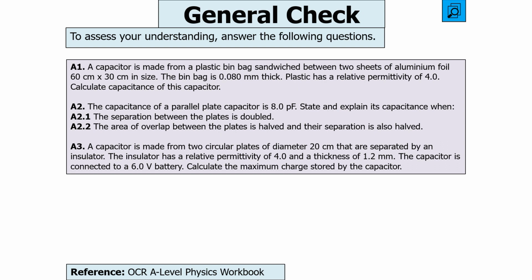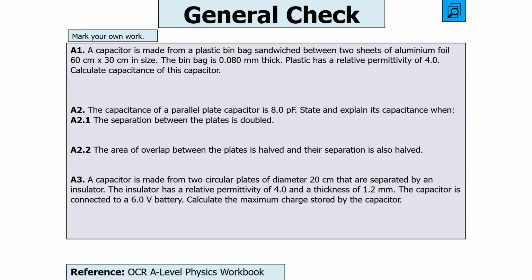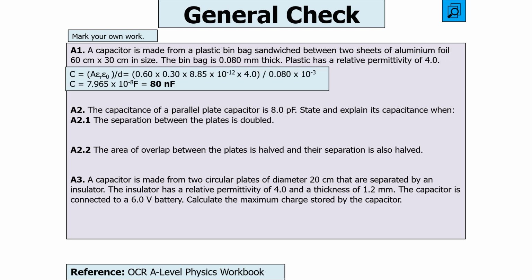The capacitor is connected to a 6-volt battery. Calculate the maximum charge stored by the capacitor. So pause the video now, then unpause the video when you want to go through your answer. Right, so in this one, you've got to use the parallel plate capacitor equation. So that is C equals the area times ε_r ε_0 over d, where ε_r is our relative permittivity and ε_0 is the permittivity of free space, which is a constant given to you on the equation sheet.